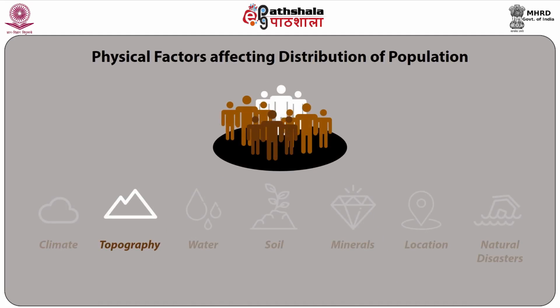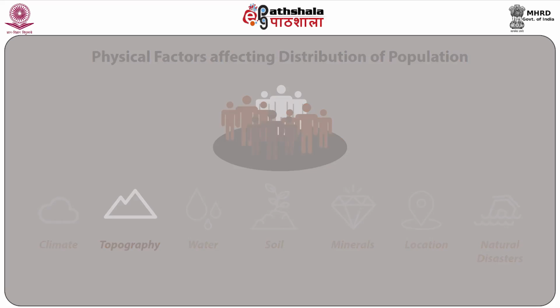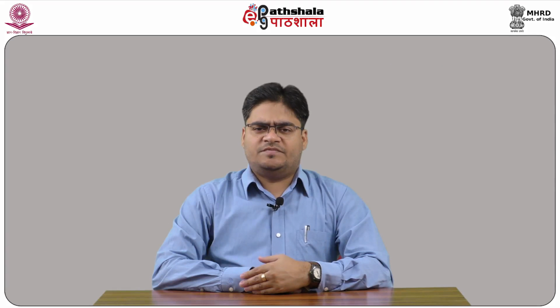Topography or terrain is another important factor affecting population distribution. Navigable areas are more populated than the rough ones. Mountains are less preferred because of the lack of arable land. In addition, the cost of transportation, construction and agriculture adds to the living expenditure.